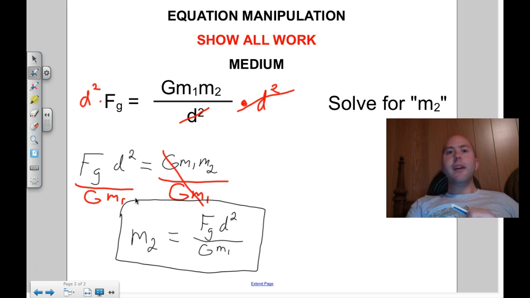So again, so simple, just one extra step in this problem. Again, equation manipulation is just basic algebra. Can you solve for a variable? And instead of using numbers like you've been doing in algebra, we just keep everything in symbols.